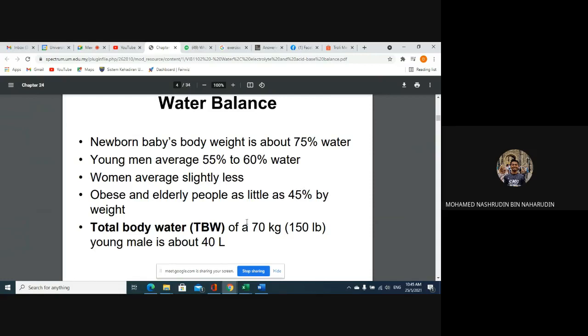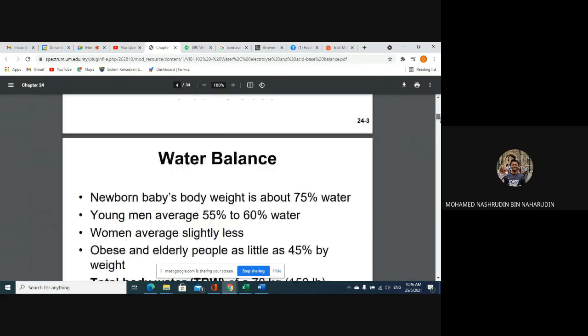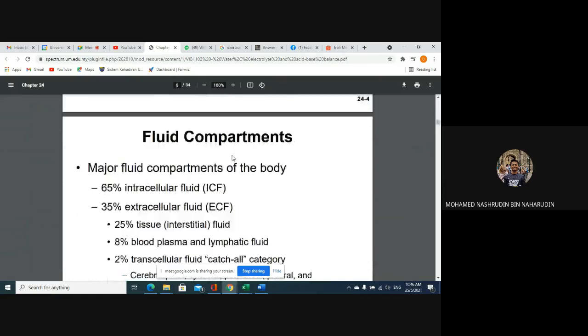So a man with a weight of 70 kilograms will have approximately 40 liters of water in his body. So that is how we can relate it to body weight. It constitutes 40 liters of water for a man with a 70 kilogram body mass. And then this is the major fluid compartments of the body.